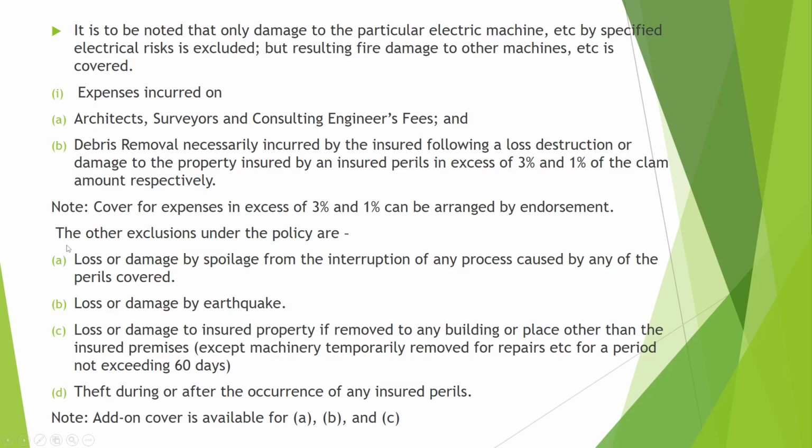Okay, the other exclusions under the policy are, some more exclusions are listed here. What are those? Loss or damage by spoilage from the interruption of any process caused by any of the perils covered. This is not covered.